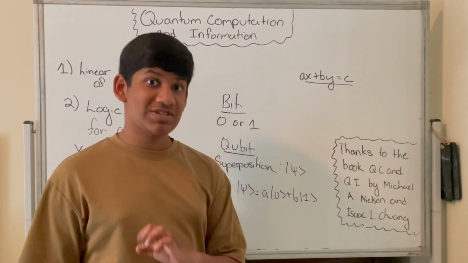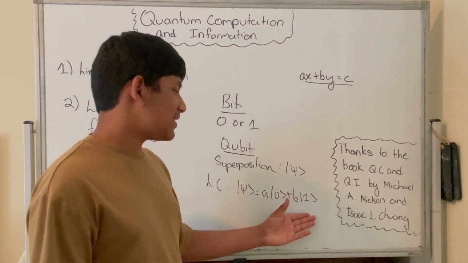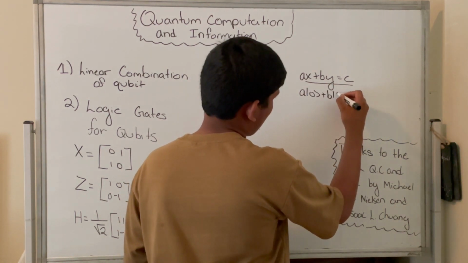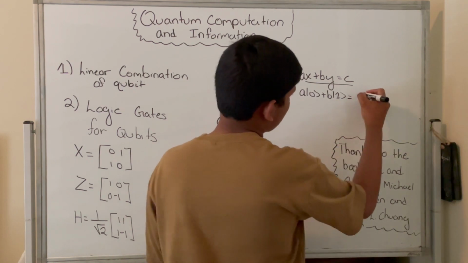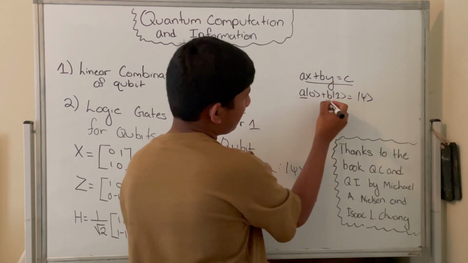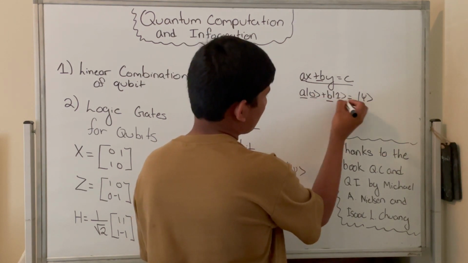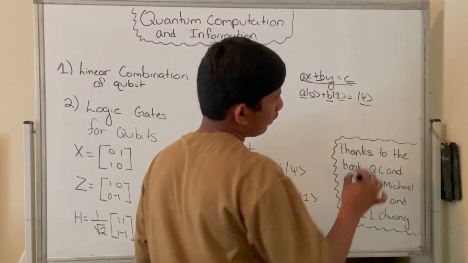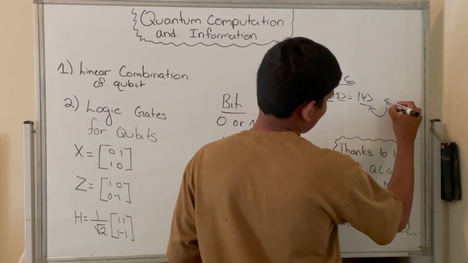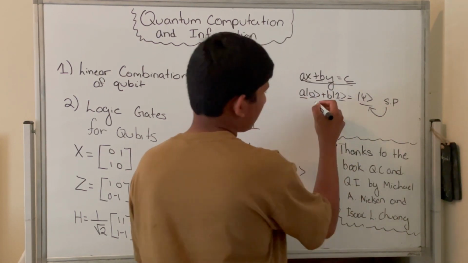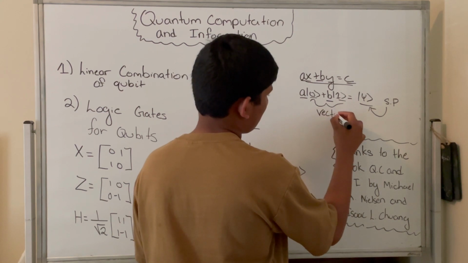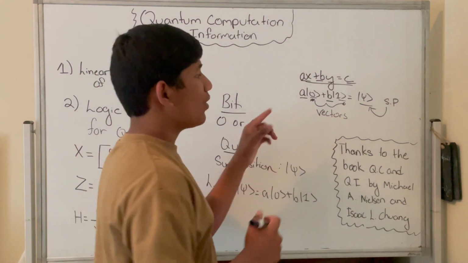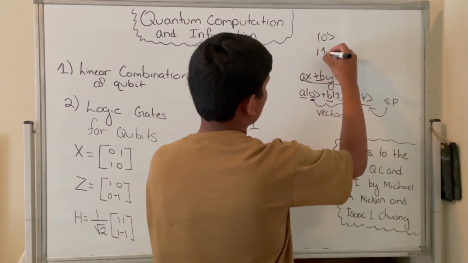Now, AX plus BY is equal to C can be mapped to this equation. So if we write it, we have A times the 0 vector plus B times the 1 vector, and this is going to be equivalent to psi. In other words, A and B are going to be the coefficients, and 0 and 1 are going to be the x's and y's in this equation, and psi is just going to be the superposition. So, labeling this equation, we have superposition, SP, and for this, we have vectors, starting from this point and then this point. Notice that 0 and 1 are going to be vectors.